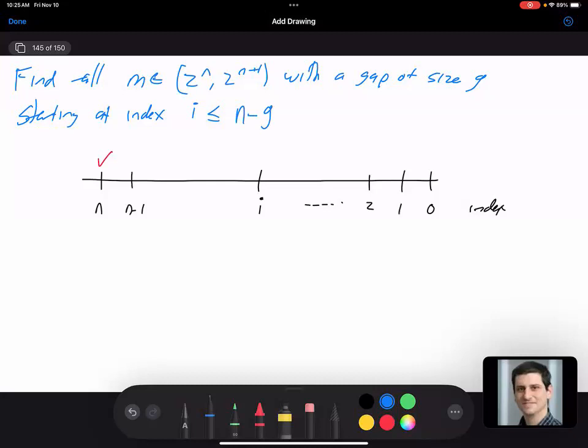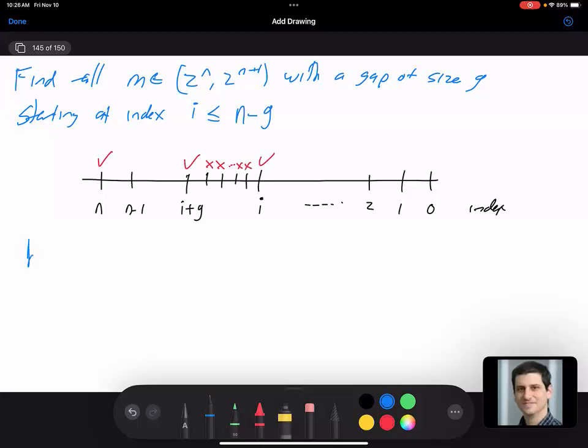Okay. And so now if we just put in a few more things, here is I plus g. And so we would want both of these to be taken. And what about all the stuff in between? What must be true about all of those? If we want to have a gap of length g starting at I, what must be true about all of these? Not that there's 0, that we don't take them. So we can't take any of the stuff in between.